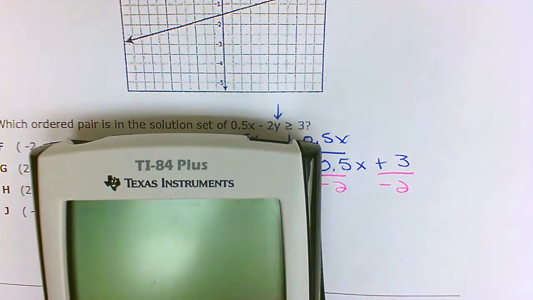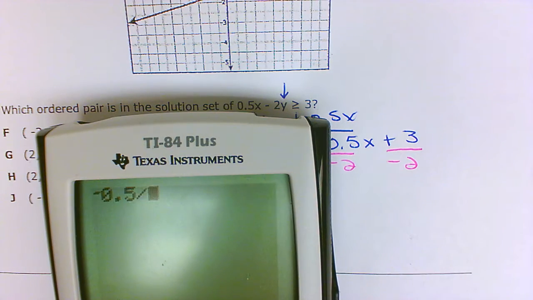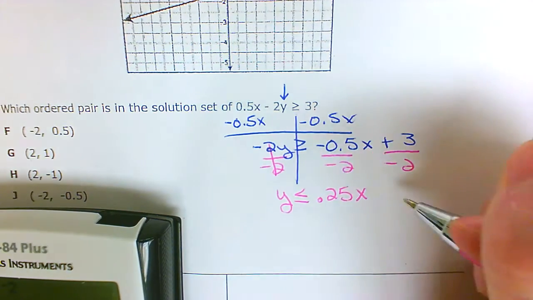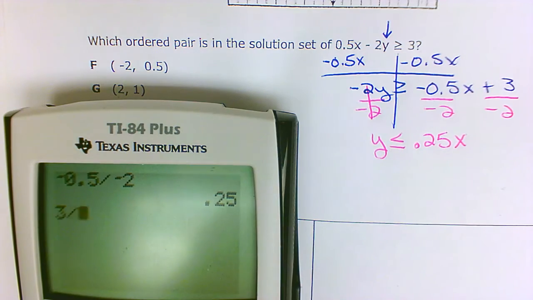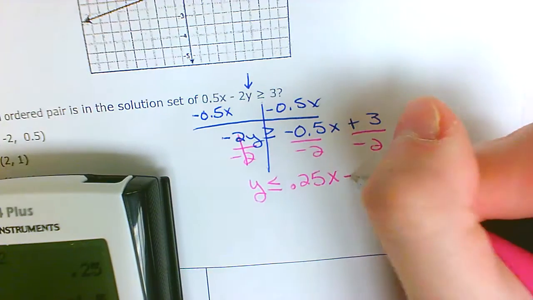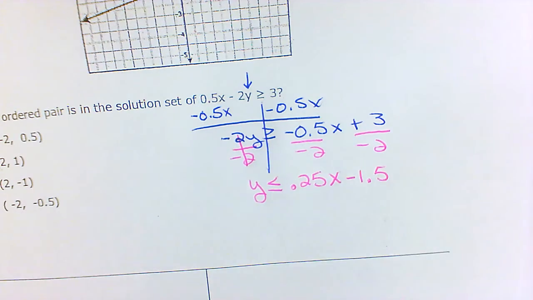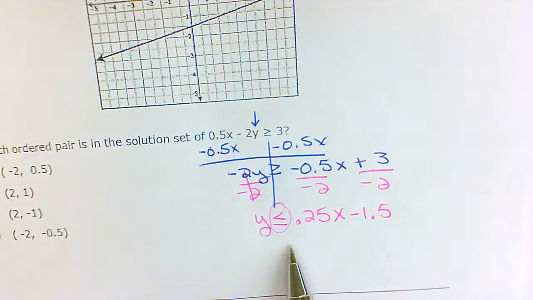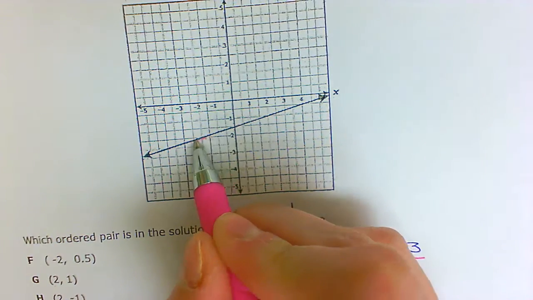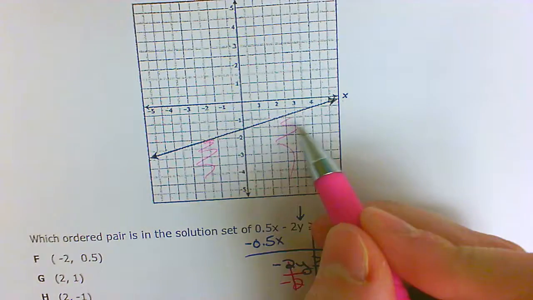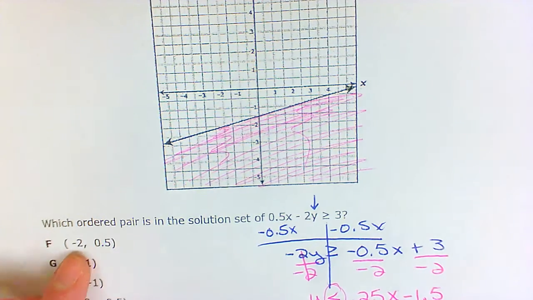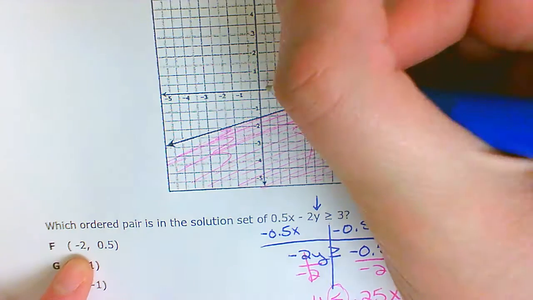For the other part, I've got -0.5 divided by -2. That's 0.25x, or you can change it back to a fraction. So 3 divided by -2 gives me -1.5. You could turn those into a fraction if you want, but it's not really necessary because all I needed was the inequality sign. This is less than or equal to, so from any point on this line, I'm shading down, so all of the shading should be happening below the line.